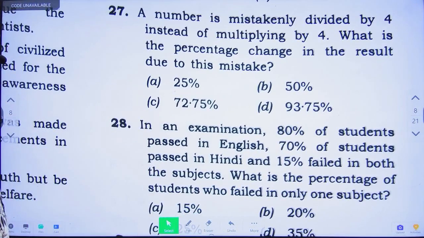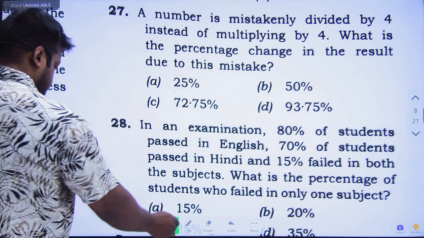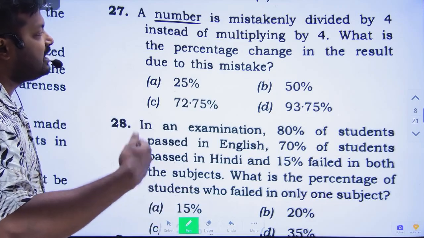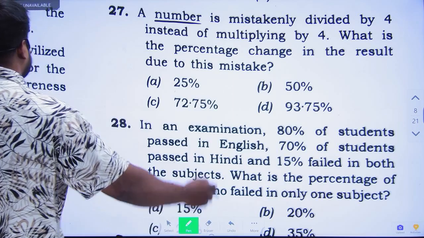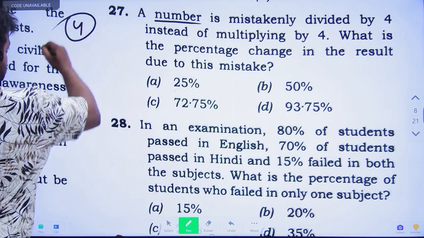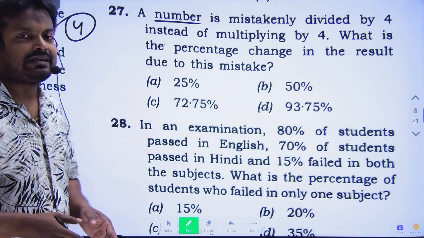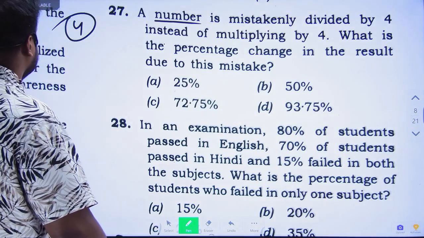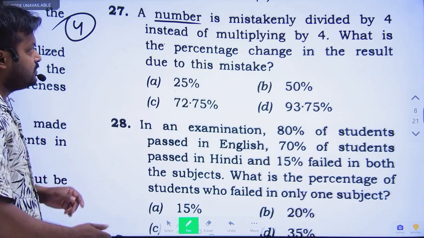Okay, next. A number is mistakenly divided by 4 instead of multiplying by 4. What is the percentage change in result due to this mistake? Let's say we can take any multiple of 4. Let me take the least multiple of 4, which is 4 itself. Let the number be 4. It won't impact the answer because we have been asked for percentage values. So rather than assuming a variable, it will be easier for us to assume a number.